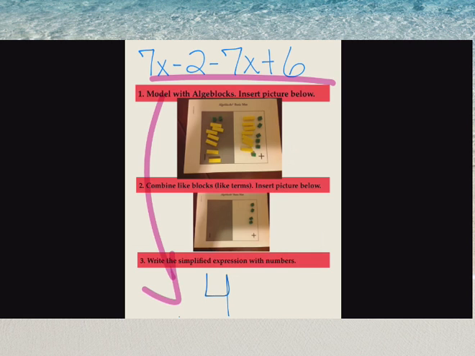Okay, let's just recap right here. We said 7x and negative 7x were like terms. We combined them. They all went away. We also said that negative 2 and positive 6 were like terms. Negative 2 plus positive 6 leaves us with our simplified expression of 4.